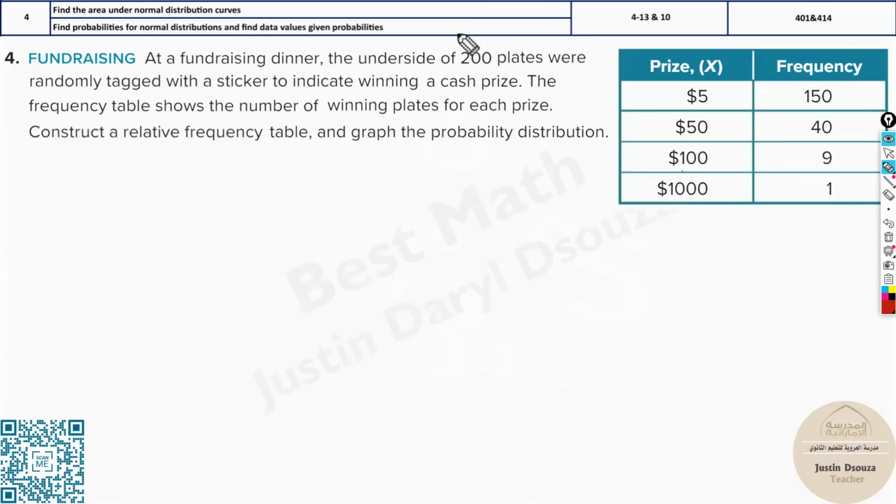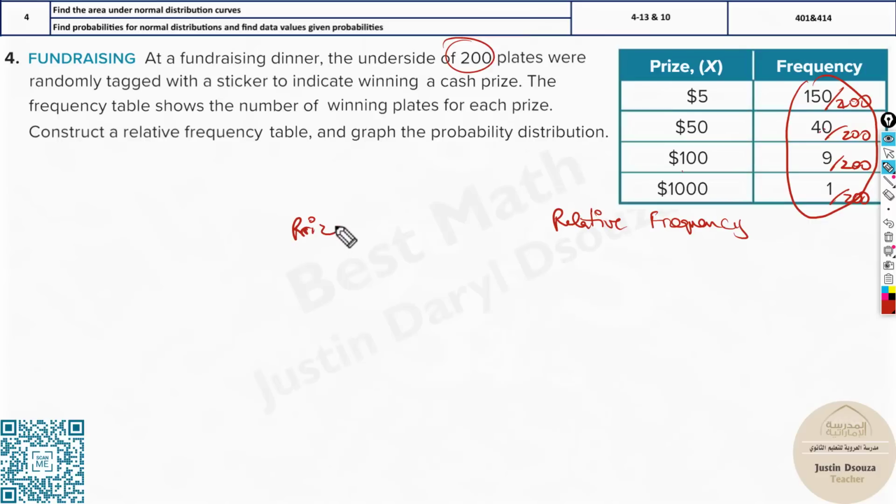Relative frequency is very simple. You first need to see whether the total frequency is given. If it's not given, just add them all up: 150 plus 40 is 190, 199 plus 1, 200. The relative frequency is given by dividing 150 by 200, 40 by 200, 9 by 200, 1 by 200. If they give you this in the exam, I would suggest you do this table entirely.